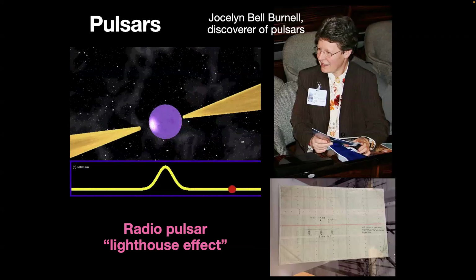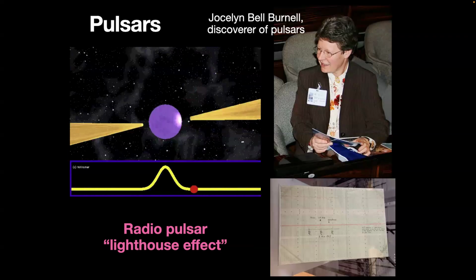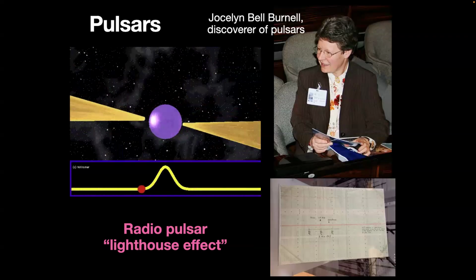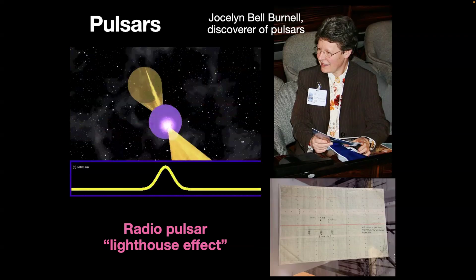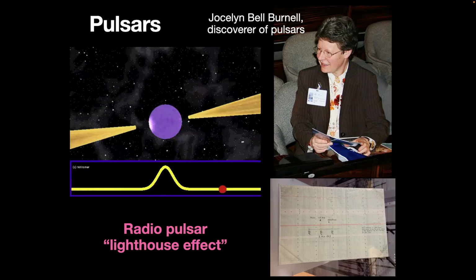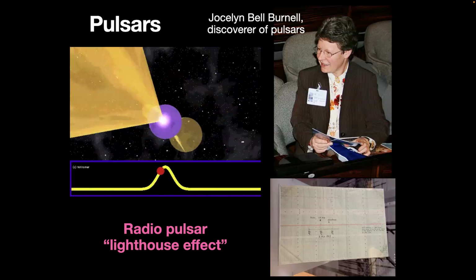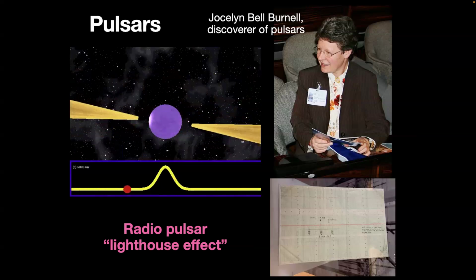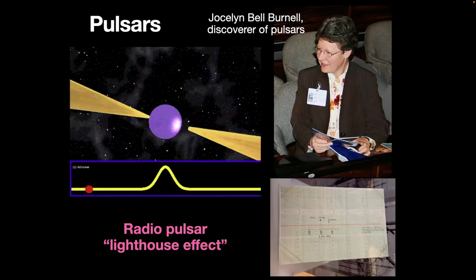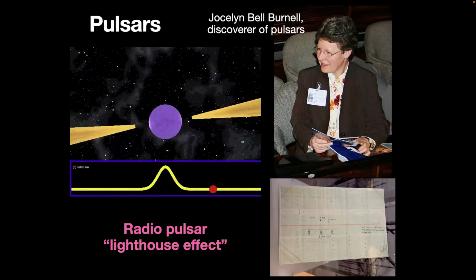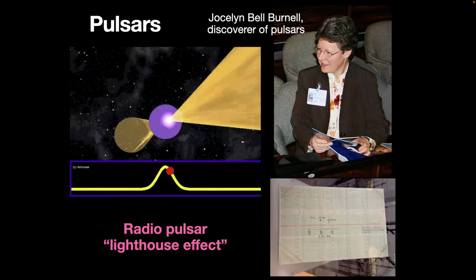When Burnell discovered these objects, there was nothing known in nature that could provide this kind of signal. So the joke was that these were alien signals. She at first called these pulses LGM, for little green men. They are, of course, not aliens. They are weird objects in and of themselves, but not aliens.